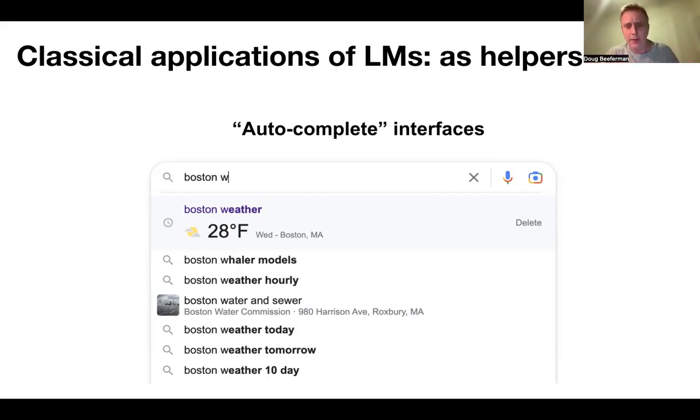The simple example is the autocomplete interface for a search engine, in which you're typing something to condition the model to focus it in on the things that you might want to see. Then the language model does the work: if I've started to type Boston W, the language model produces completions that start with Boston and then the letter W.